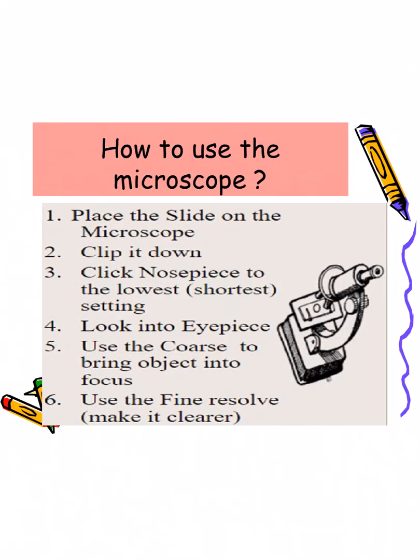How to use the microscope? Simply, you have to place the slide on the microscope, clip it down, click the nose piece to the lowest or the shortest setting, look into the eyepiece and use the coarse knob to bring the object into focus, and you can use the fine knob in order to resolve it or to make it clear.